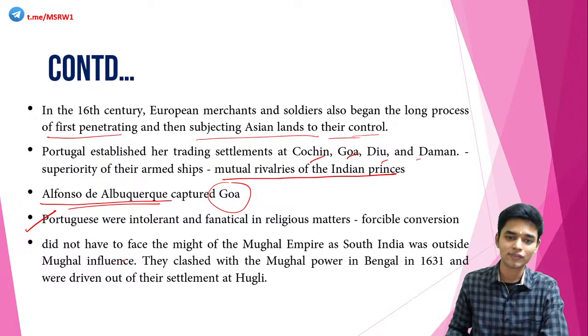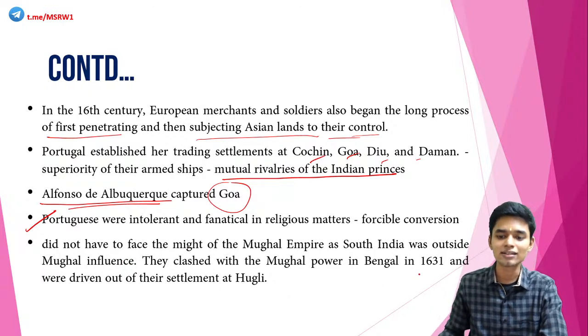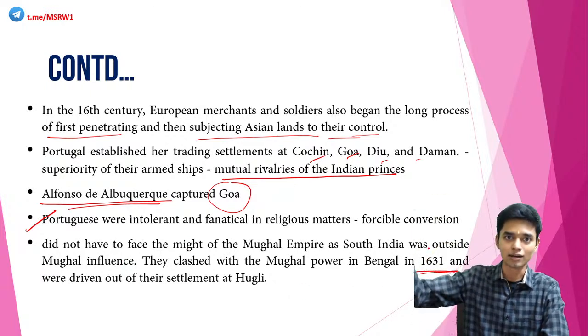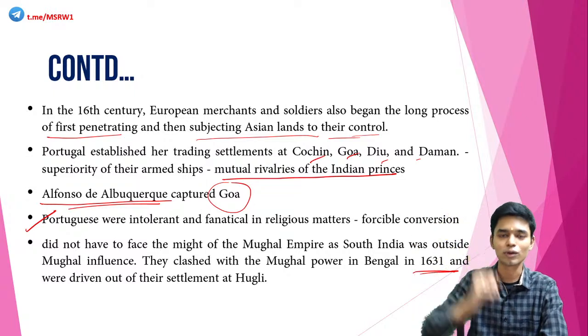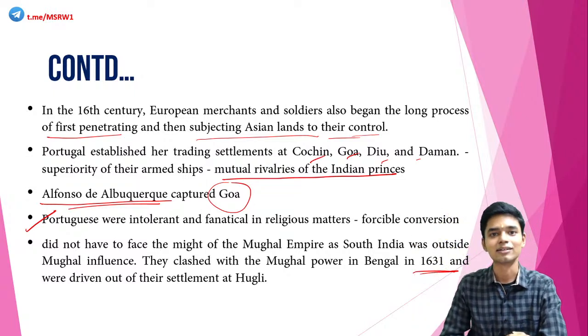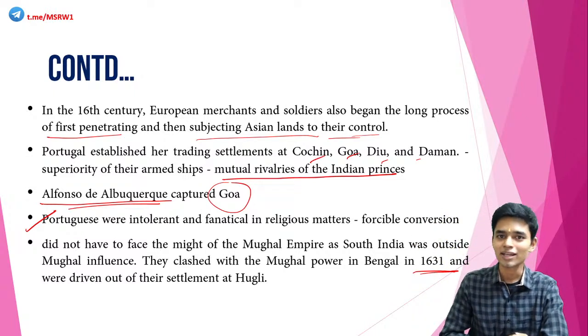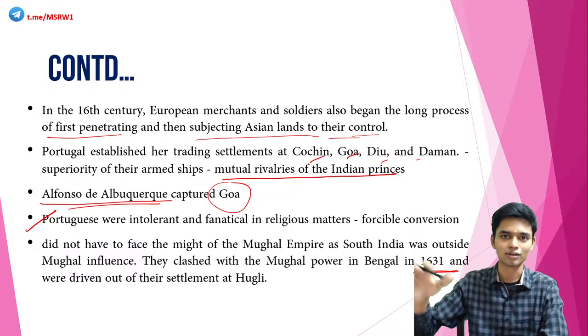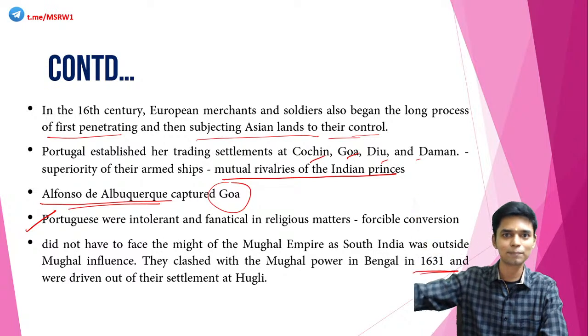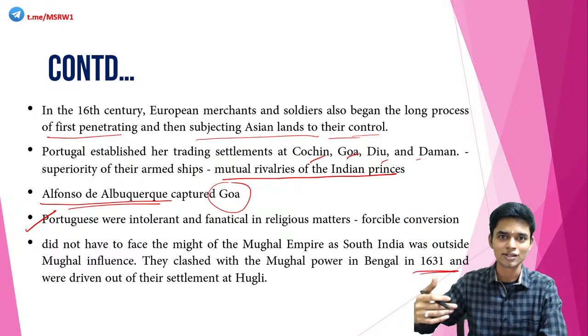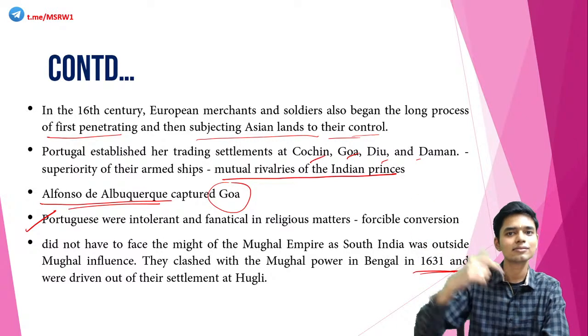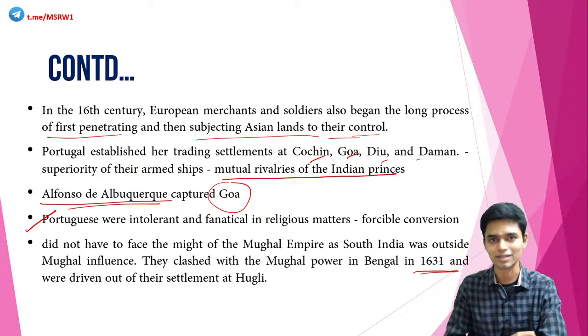Okay, because we see that later in 1631 they attack Bengal. Bengal is a stronghold of the Mughal dynasty at that time, and there they fail. Okay, the Mughals drive them off from Hooghly. Clear? So when they come to face a real power in India, they failed. So their establishment in the South was a very intelligent decision.